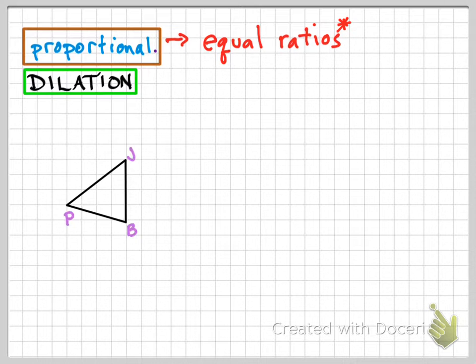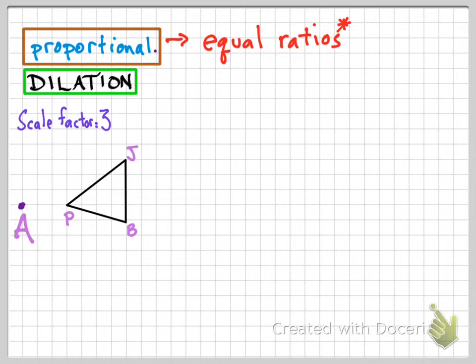So I'm going to set up a triangle there, PBJ, and I've got a point outside the triangle there, point A, that I'm going to use for my point of dilation. Now, in case it's been a while since you have done this, this is how we do a dilation. I'm going to take advantage of the little grid squares here on the background, and I'm going to locate the first point of my triangle.